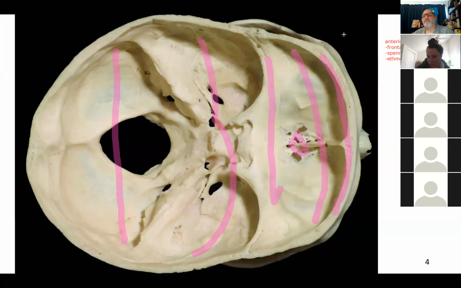Three bones also help to form the middle cranial fossa. Notice it is the sphenoid. It is the temporal bone. And any idea what the third one would be? What's helping to form the lateral walls of the middle cranial fossa? Parietal, there you go. Parietal, excellent. And lastly, we have the posterior cranial fossa.